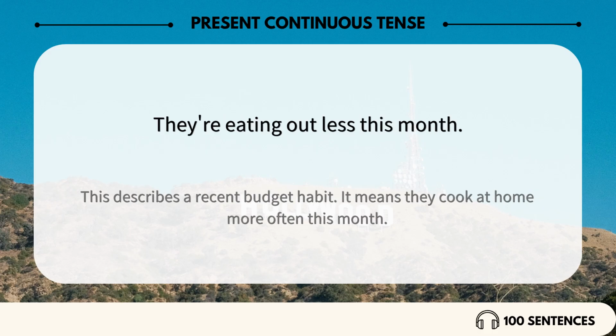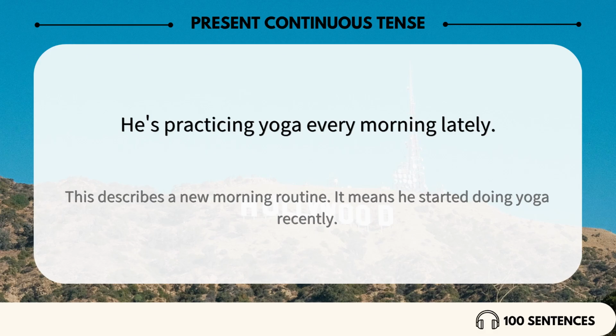They're eating out less this month. This describes a recent budget habit. It means they cook at home more often this month. He's practicing yoga every morning lately. This describes a new morning routine. It means he started doing yoga recently.